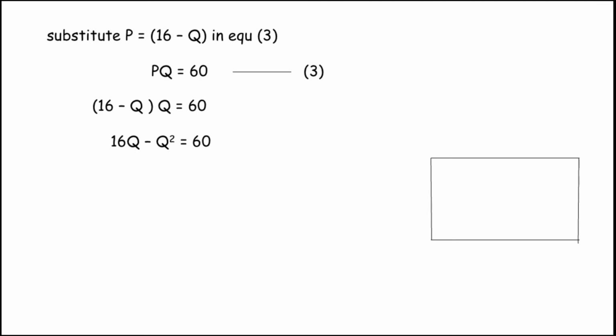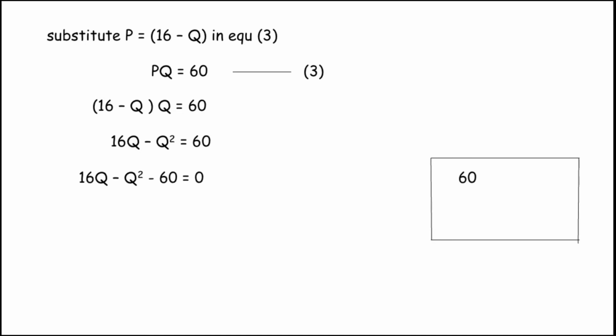Now I take the 60 and transfer it to this side, so the sign of the 60 changes. So it becomes 16q minus q square minus 60 equal to 0. Now I have to form it as a regular equation, so I write it from the highest value to the lowest value. The highest value in this was q square, so I take it first, second was 16q, and third was 60.